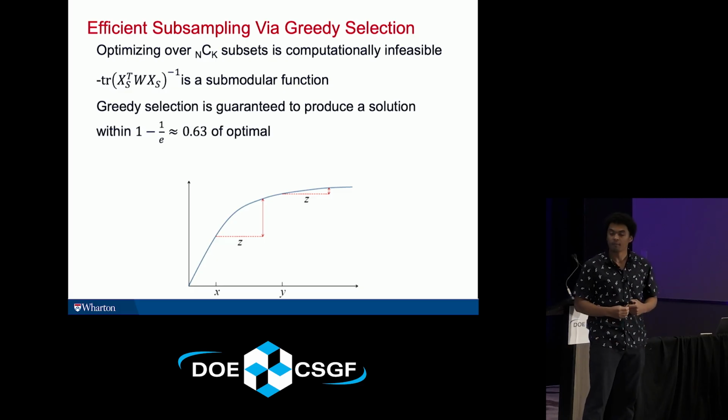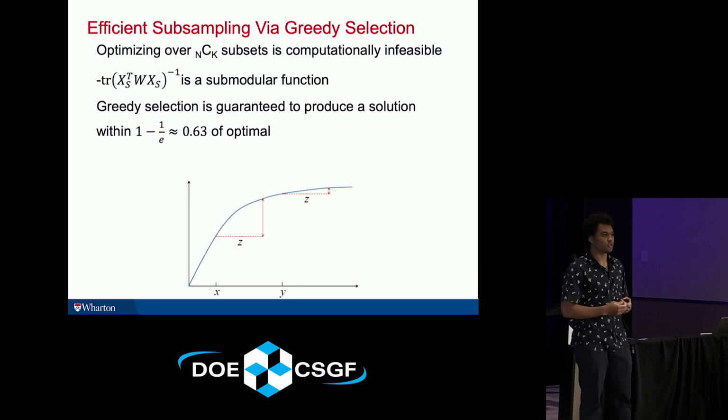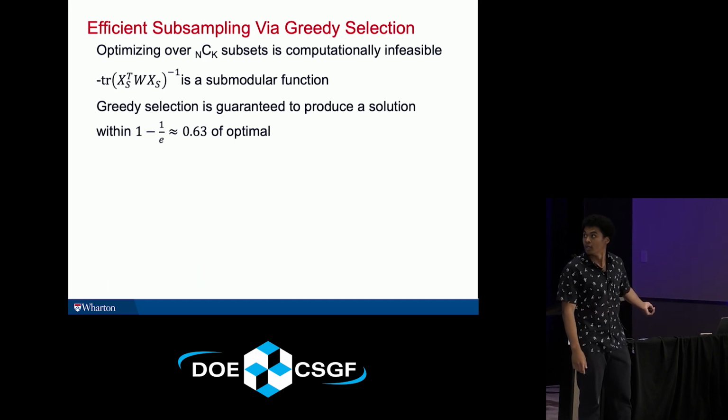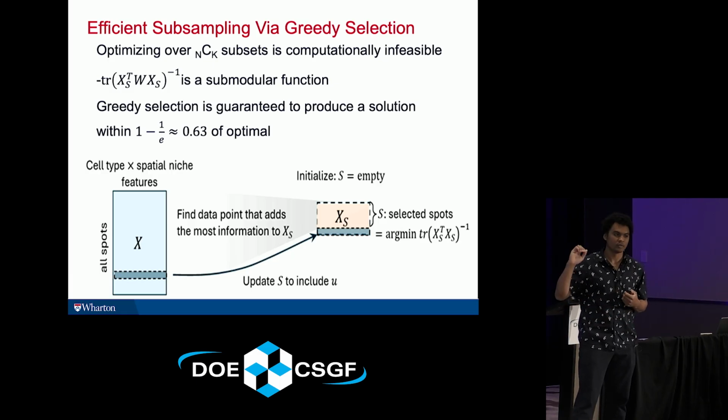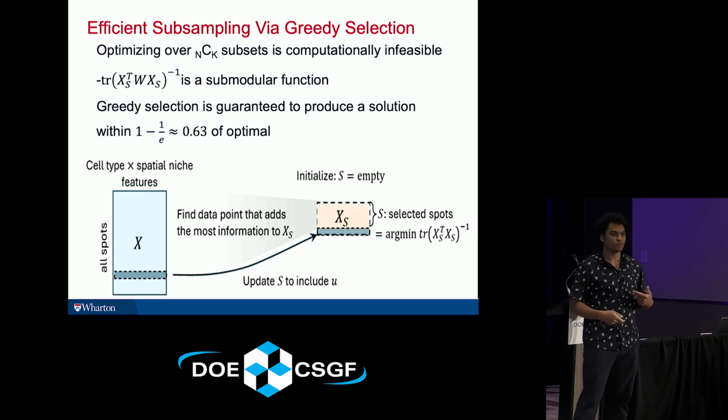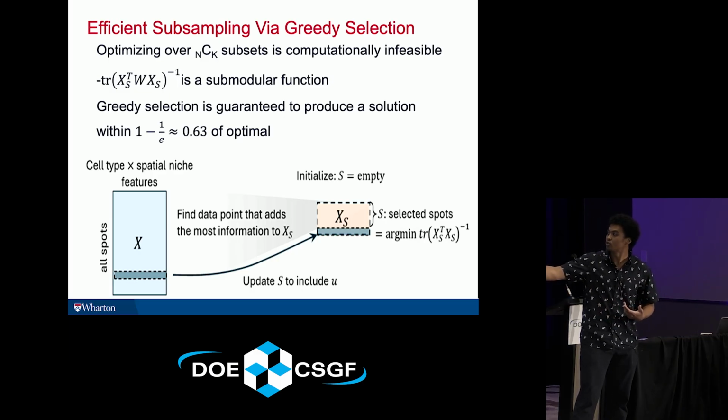The idea here is that when you have a submodular function, greedy selection is able to get a powerful subset that achieves about 0.6 of the optimal objective. So really, we can just do a greedy algorithm where we start with an empty set S, and then from our feature matrix X, on each iteration, we select the most informative data point, where informative just means we're minimizing this trace.